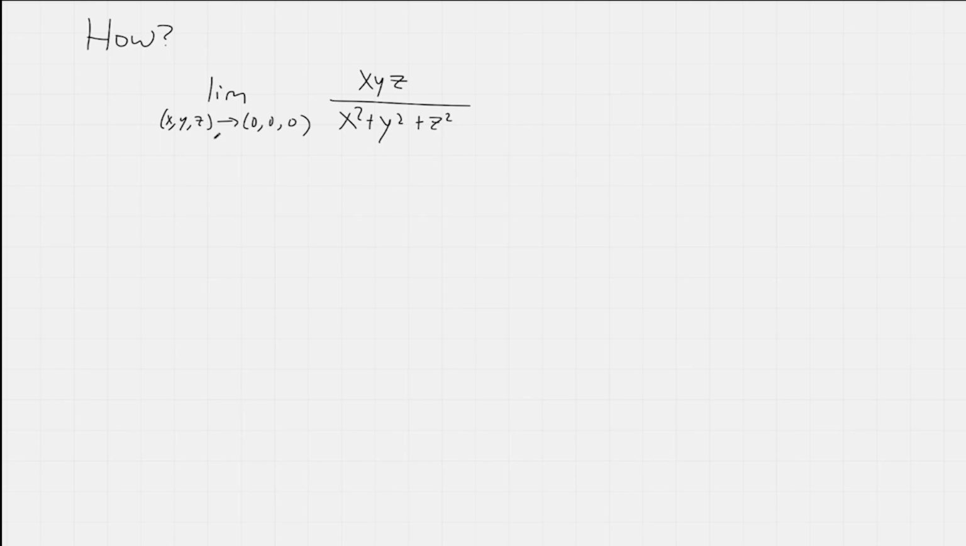Well, how do we solve this limit? It may look pretty difficult, but it's actually pretty simple. This is a triple variable limit where we have variables x, y, and z, and they all approach the origin. What we have to do is first recognize that x squared plus y squared plus z squared equals rho squared.